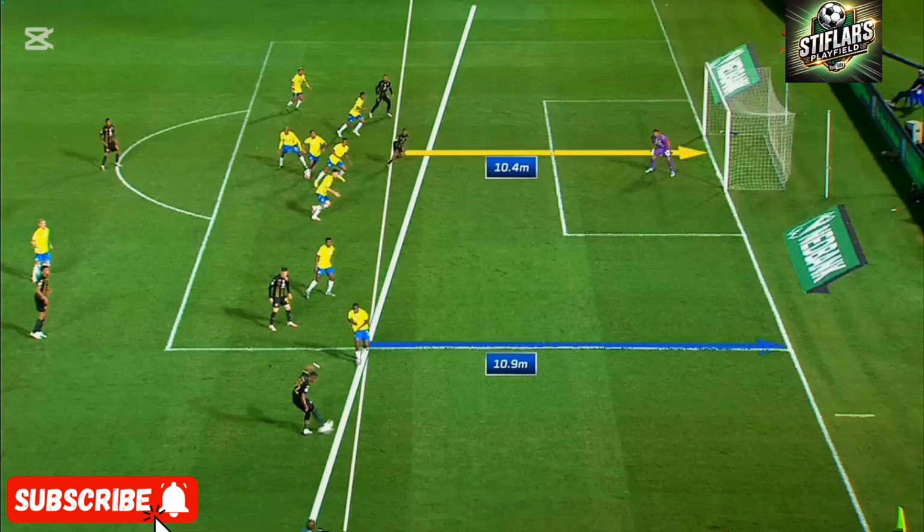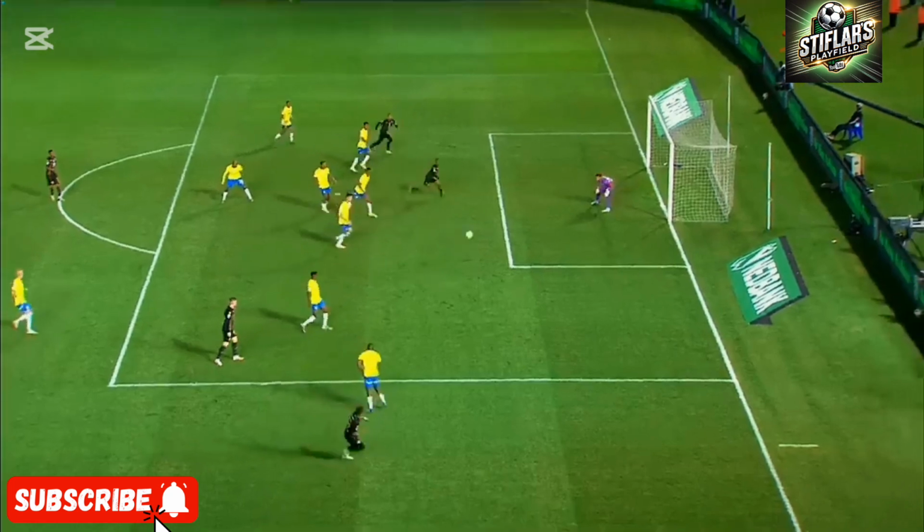The law is clear. If the attacker is closer to the opponent's goal line than both the ball and the second last defender, that attacker is in an offside position. And if he gets involved in active play, then the flag must go up. From the head of the assistant referee, you can see why he was not able to pick it up.